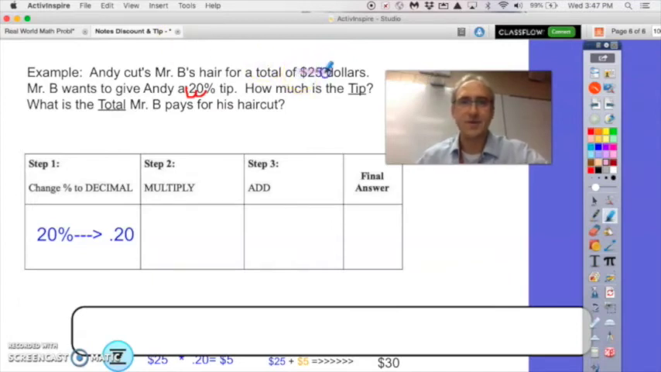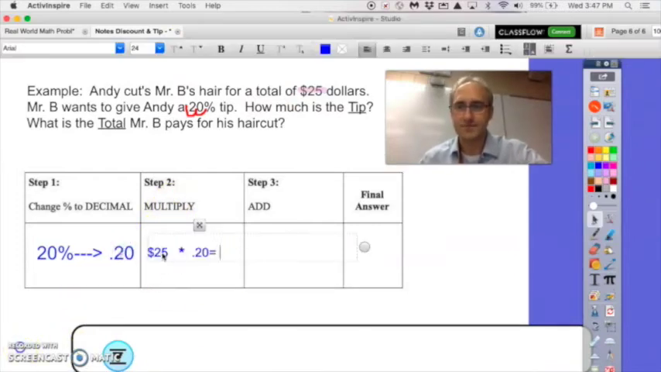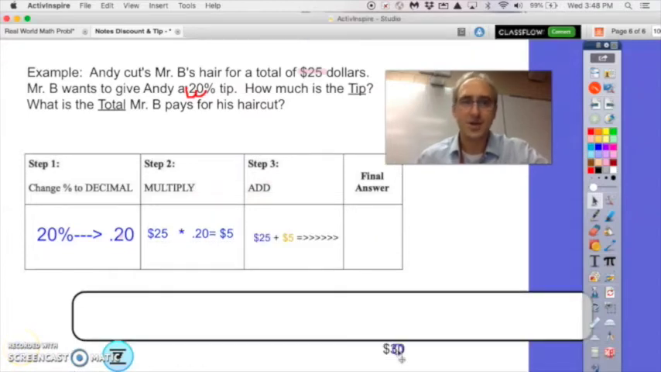If I'm paying $25, I need to figure out what 0.2 is of that $25. I'm going to show my work here. 25 times 0.2 is, use your calculator, $5. That's right. Now I need to figure out how much I'm going to give Andy in total. So again, I'm going to start with that $25 and I'm going to add back in my tip. You can use your calculator, but could you add it quicker than I can?